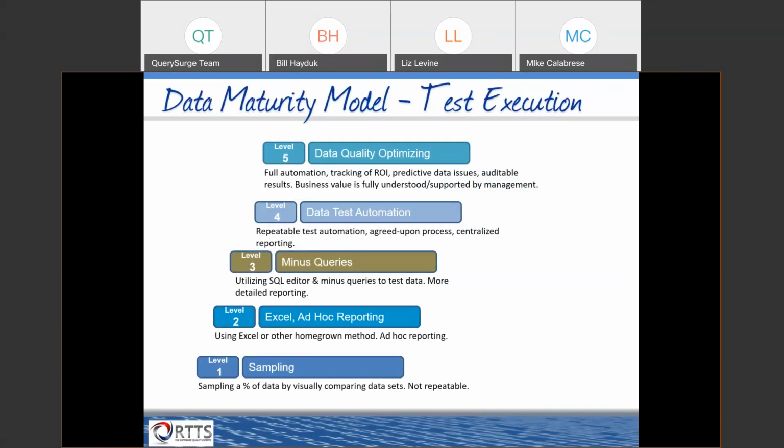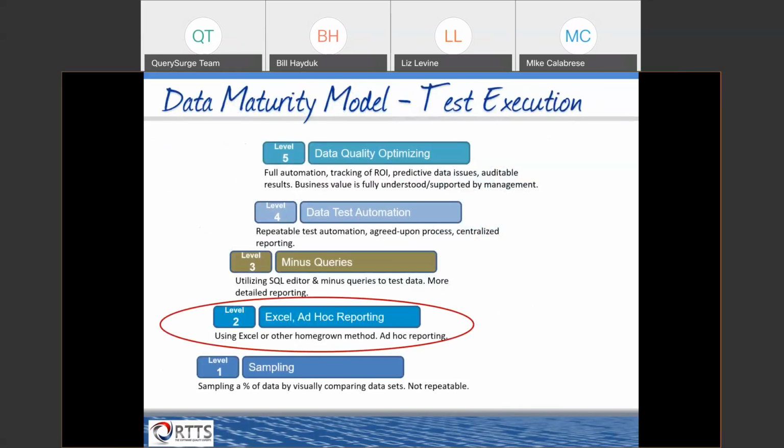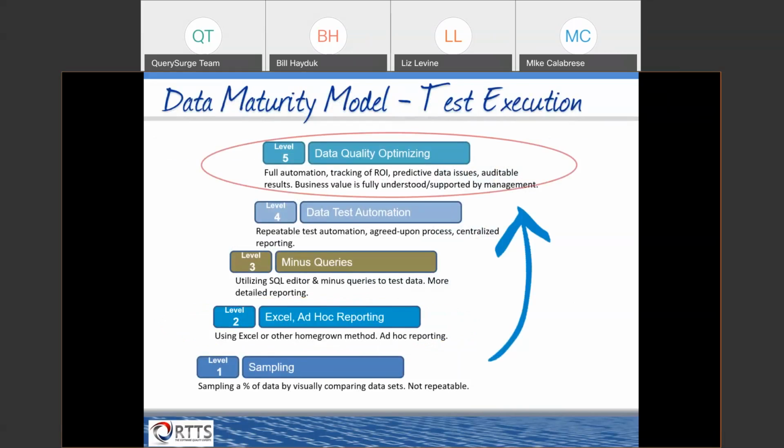What we find is most companies are between levels 1 and 4 and really striving to get to level 5. So you may be using some Excel or ad hoc reporting. You're finding that you're facing some of the challenges that we talked about earlier. You're encountering those bad data issues. You really want to go through a data validation assessment, take yourself to that next level, and ultimately achieve the most mature level of testing that you can for your organization.